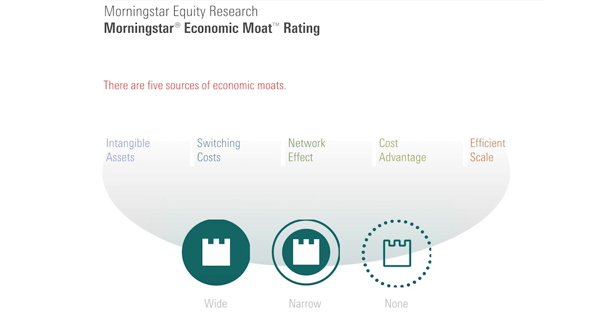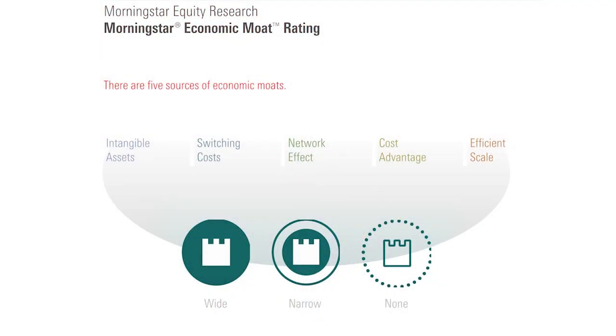Second moat source is switching cost. This is the cost for a user to switch to a competitor versus staying with the incumbent. And this does not only imply the financial cost of switching, but can also be the implicit costs of learning, the time to learn a new tool or software product, as well as the risk involved in switching. Network effect, and this is very common among social media players and payment providers. This is where the value of the network increases for new and existing users as more people enter the network.